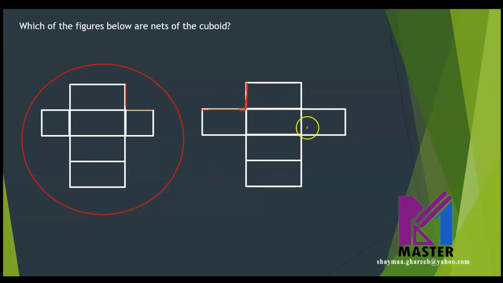Is this clear? This information is really important when you identify nets of the cuboid or when you sketch a net for a cuboid. Pay attention to this side length and this side length, and also this one with this one and this one with this one. They should be the same.